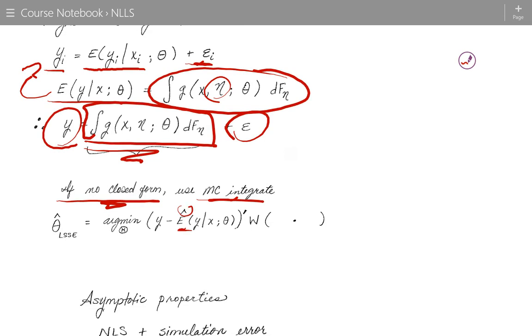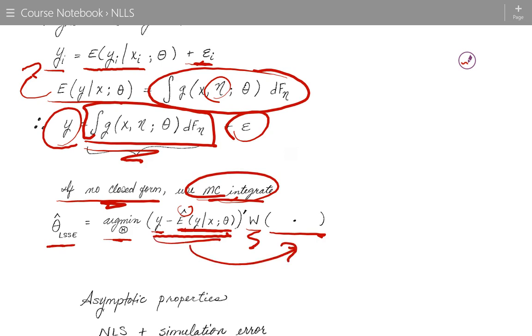And so we will get a Monte Carlo estimate of the expected value, which is a theta, I get my little hat here, and the least squares simulated errors estimator, in a general form, is the parameter that minimizes the residual that's associated with y minus this estimated expected value, which you use Monte Carlo integration to estimate, transpose times a weight matrix times this quantity over here. So it is a sum of squared errors, but they're simulated errors. This is a simulated error because this quantity here is simulated.